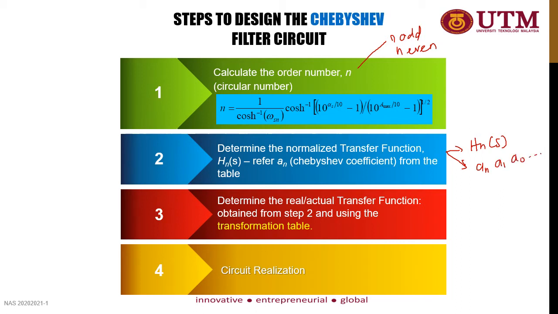Okay, once you have the normalized transfer function, then you need to write down the actual or real transfer function. In order to transform the normalized into the actual transfer function, you need to refer to a transformation table to get the transformation equation, and finally the circuit realization.